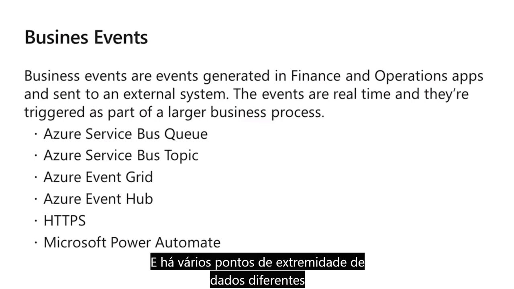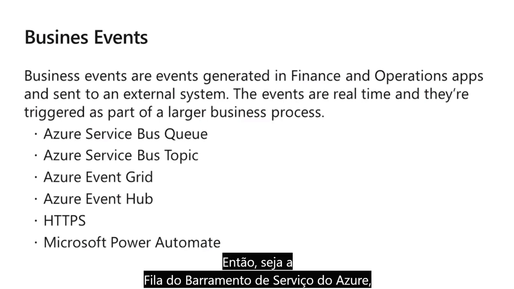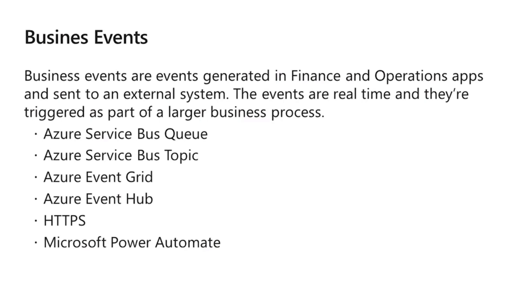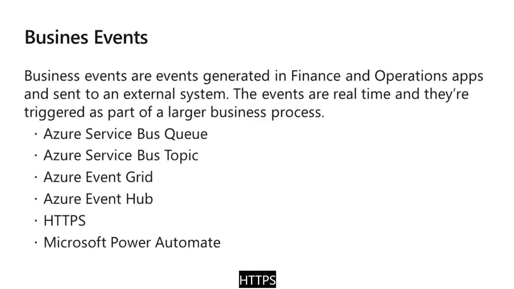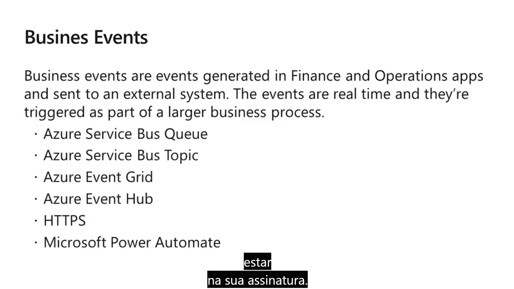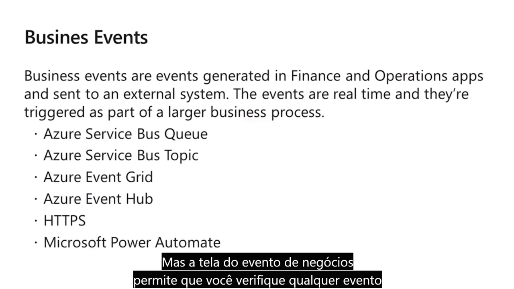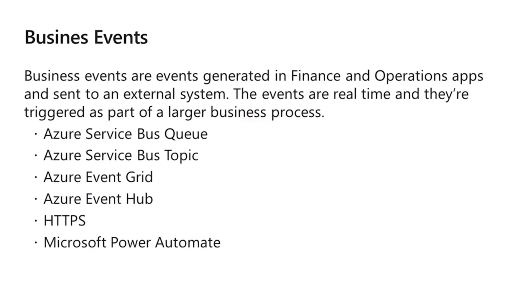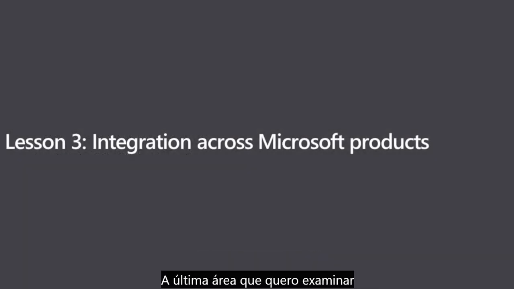There are a number of different data endpoints that we currently support for this. Whether it's your Azure Service Bus Queue, Azure Service Bus Topic, Azure Event Grid, Azure Event Hub, HTTPS, or Microsoft Power Automate, all of these Azure-based endpoints are required to be in your subscription, and just so you know, there may be an added cost with those. The business event screen allows you to check any event that generates errors, and it gives you the ability to resend those events.